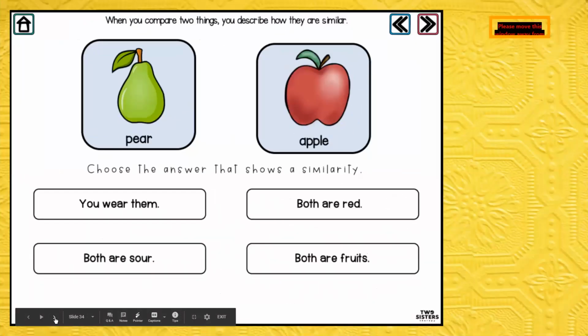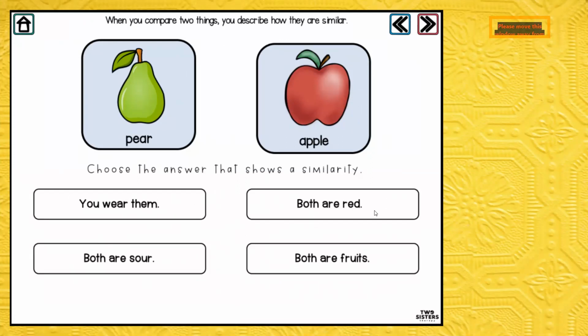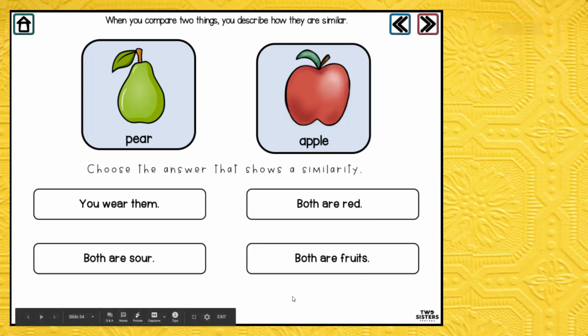Our next one, how can we compare a pear and an apple? What is the same about them? You wear them, both are red, both are sour, both are fruits. Yes, that's an easy one. Both are fruits, and we know that.